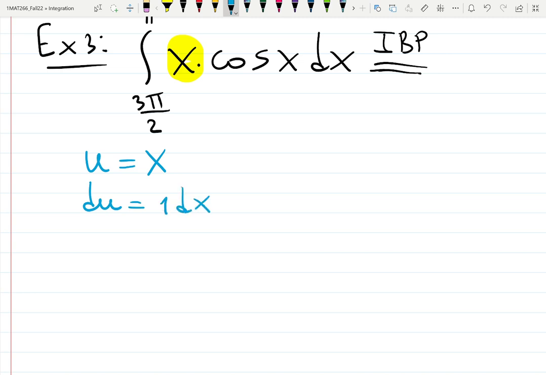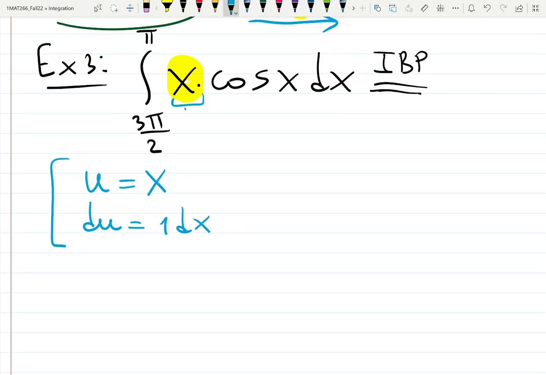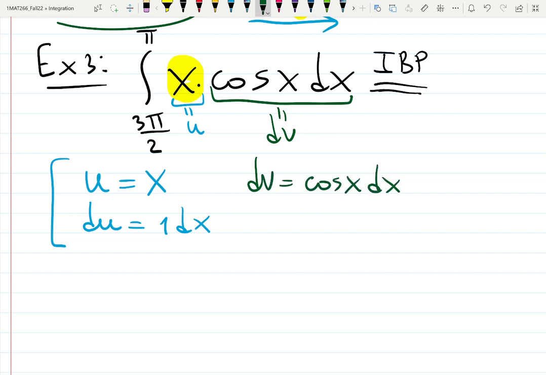1 dx comes from du. Now the other part, if this is u, the other part is dv. That doesn't have a choice. That's just a leftover. The leftover is called dv. Again, we're just calling names. v will be the integral of cosine, which is sine or negative sine? Plus sine, because when you differentiate, sine gives you cosine. Sine x, and this is your box. Integration by parts, boxy box.